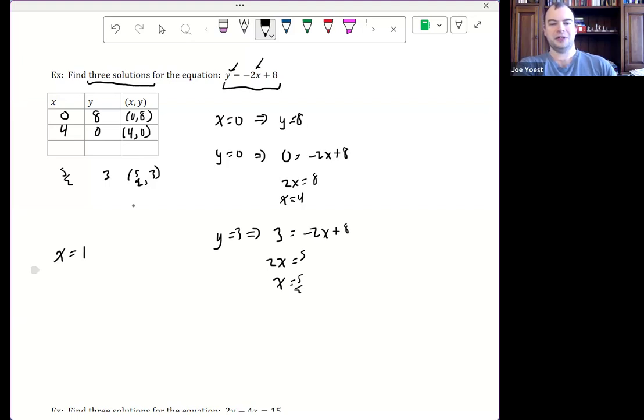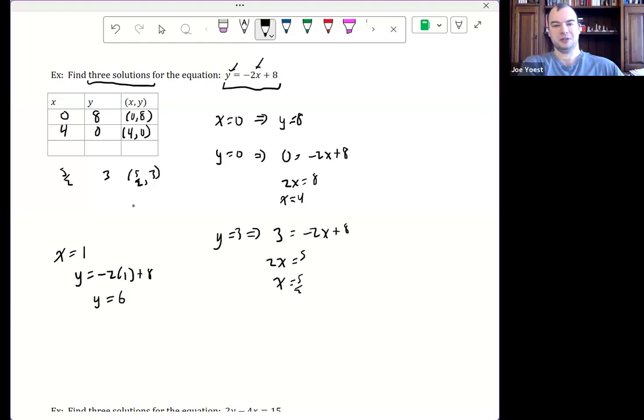Why did I choose x equals 1? Because it's a small number that's not 0 or 4. It's probably going to be easy for me to put in and to do the arithmetic to simplify. So then y is going to be negative 2 times 1 plus 8.